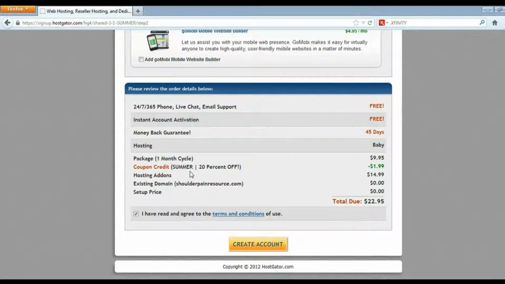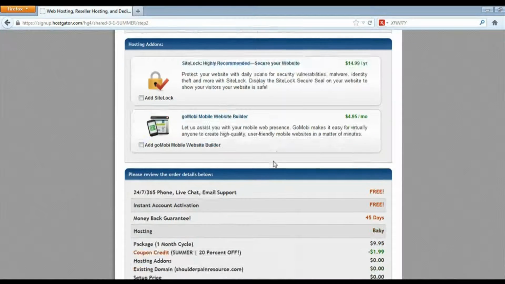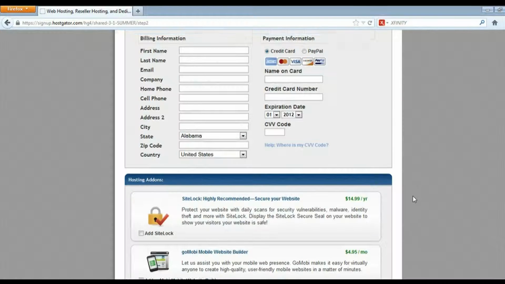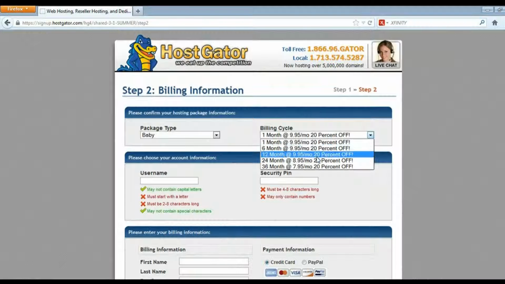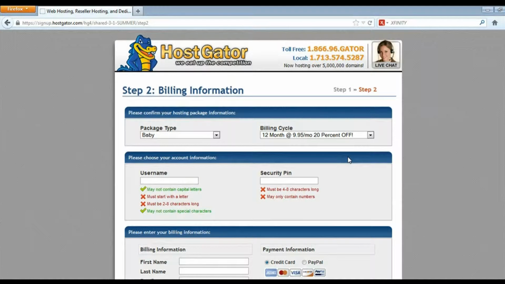So let's go down here, and then yep, we'll go ahead and select that. We're going to take off the site lock, and so your first bill due is $7.96, and if you decide to go with the 12-month option, it's going to save you $23.88. So you decide how you want to do that, but that's how you set it up. Then just choose create your account, and that's going to automatically create your web hosting account.